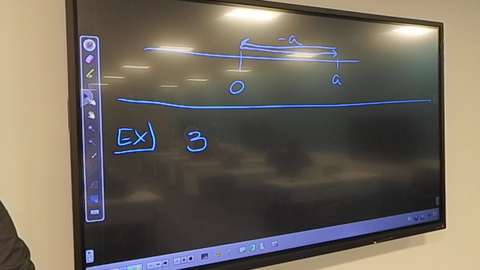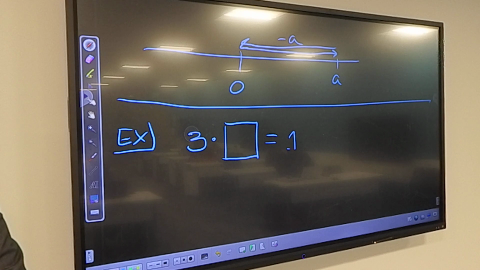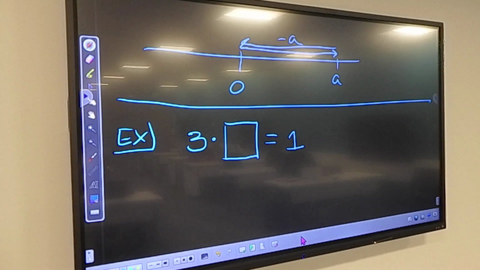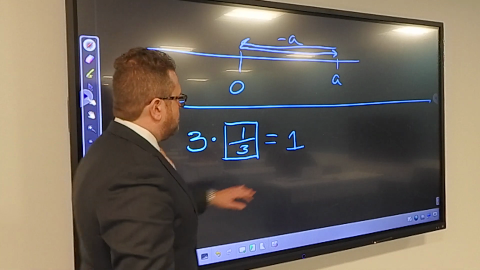Here's my randomly selected number. I want to multiply it by its inverse, and it has to come back equal to the multiplicative identity, which is 1. What number will that be? 1 over 3. Say again? 1 over 3. Three times the number 1/3 is just 1.